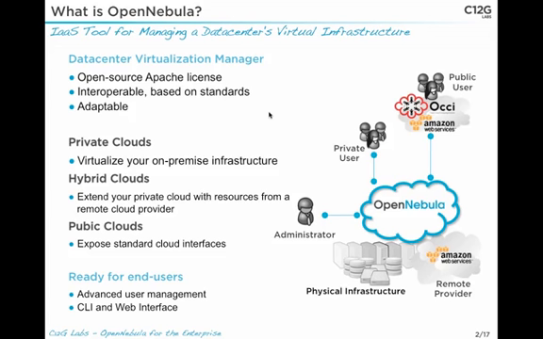OpenNebula is basically a virtualization manager that helps you turn your physical infrastructure into a virtualized infrastructure to run your services in a flexible way, with all the advantages of cloud computing in terms of the optimal use of your computing resources. The main characteristics of the OpenNebula software is that it's open source, under the Apache license, a very unrestricted license. Basically, you can take the software and modify it and use it. You don't even have to tell us about that.